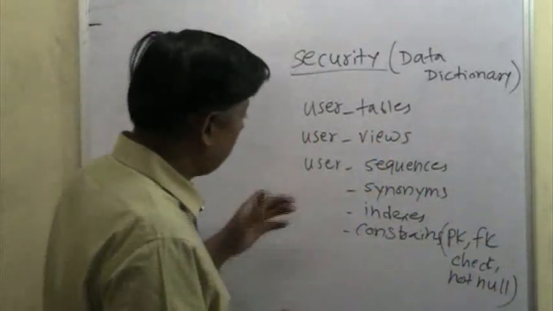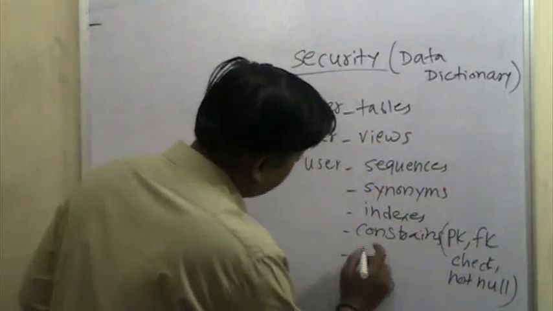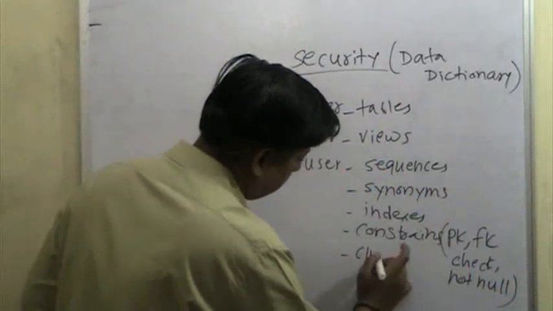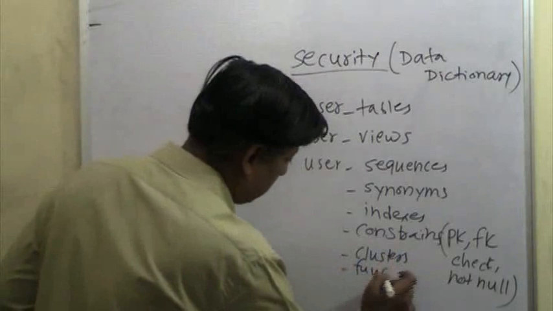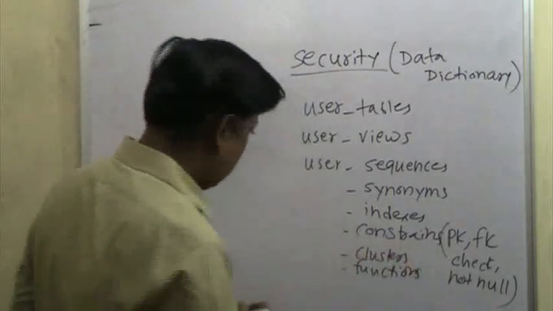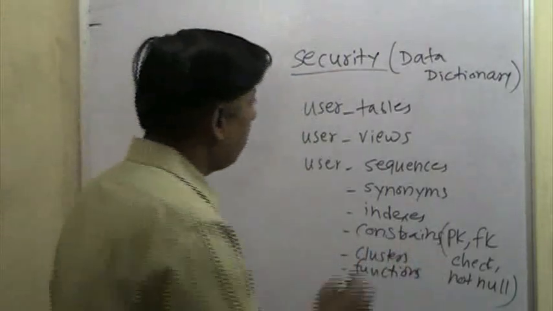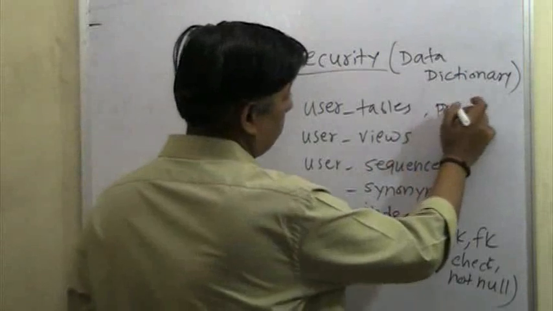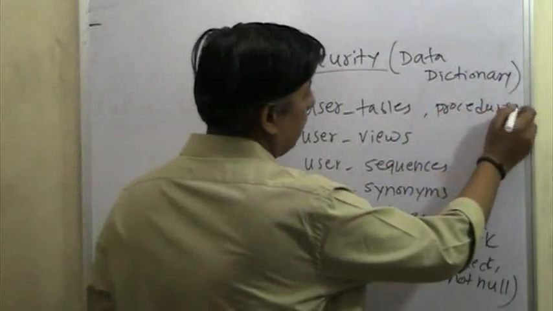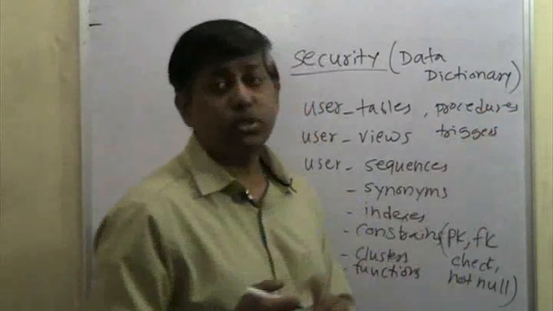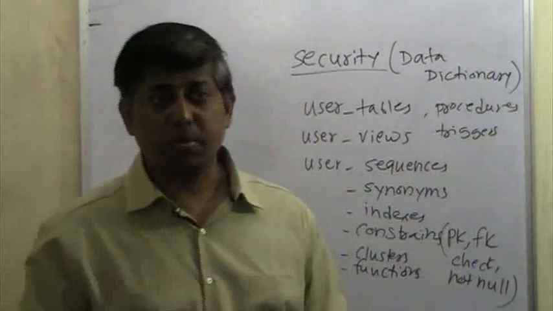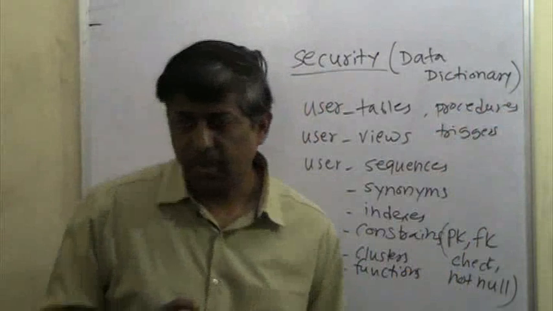What else do you think? user_indexes is there, clusters, user_functions, similarly user_procedures, user_triggers. All these are user_. This is a very important point to remember. It is all user_.